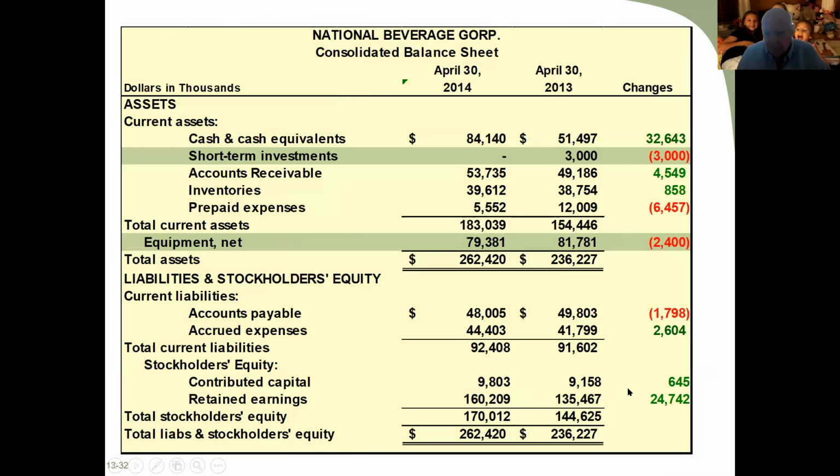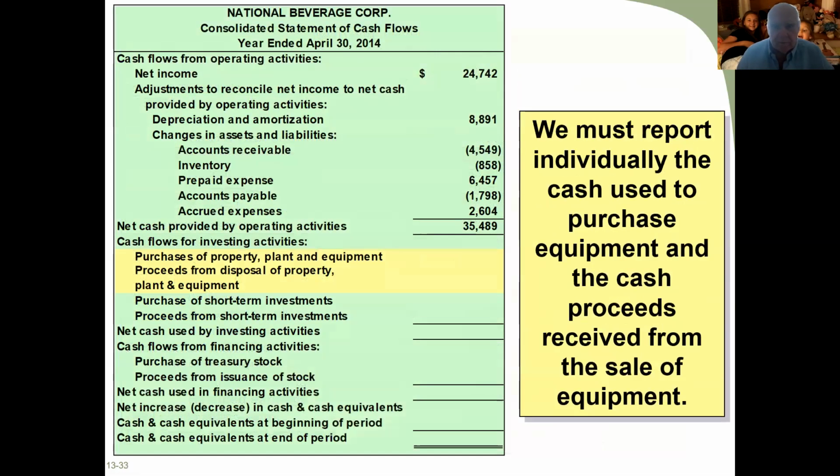645 and that number there, 24,742, which happens to be our net income. That just means that there were no dividends declared, and the only change in retained earnings naturally would be the income. So here we go.